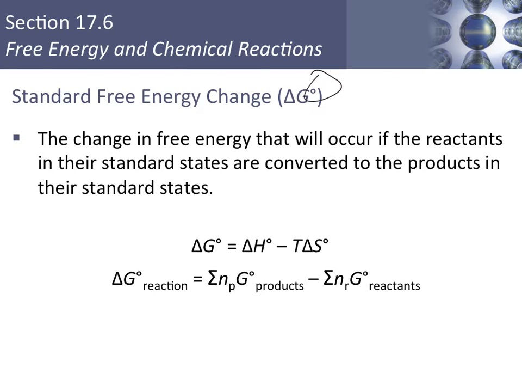We can use this equation that we talked about in section 4. We can also use this equation here. It's very similar to an equation that we have used for both entropy and enthalpy. To calculate the standard free energy change for a reaction, we will take the sum of the standard free energy of formation for the products minus the sum of the standard free energy of formation for the reactants. You can find these values in Appendix 4.